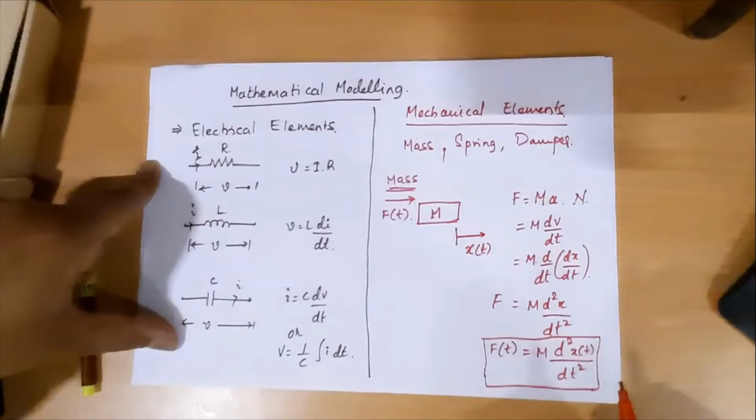Most of the students will get confused with the term t inside the bracket because it looks a little complicated. Those who have difficulty understanding mathematical equations, don't feel it is difficult. What we are doing in the final step is just writing the parameter as a function of time. F of t equal to m d square x of t by dt square is for mass.